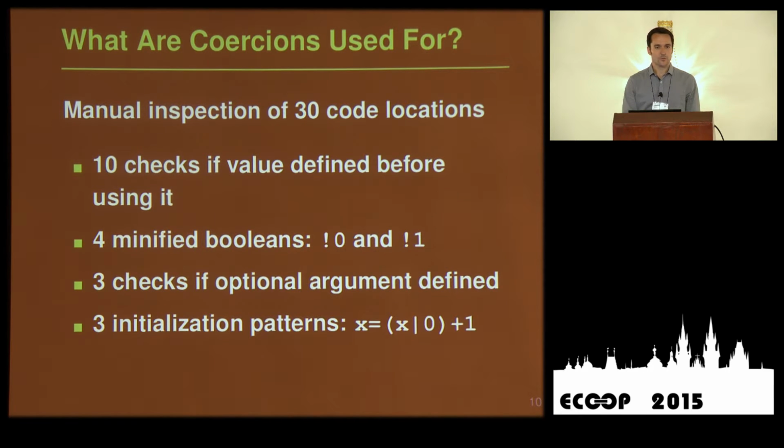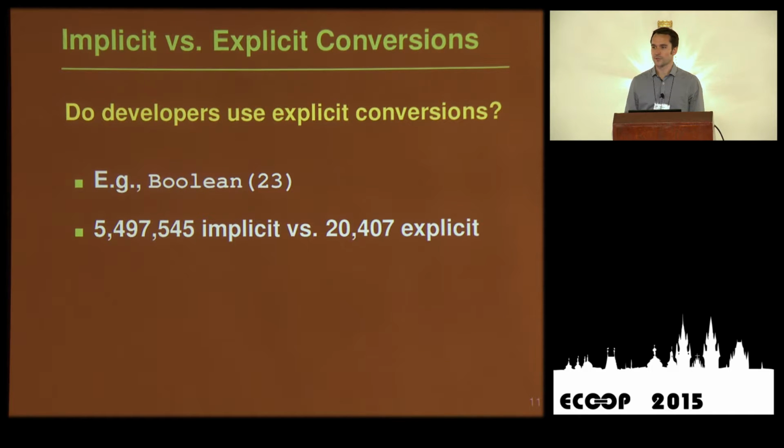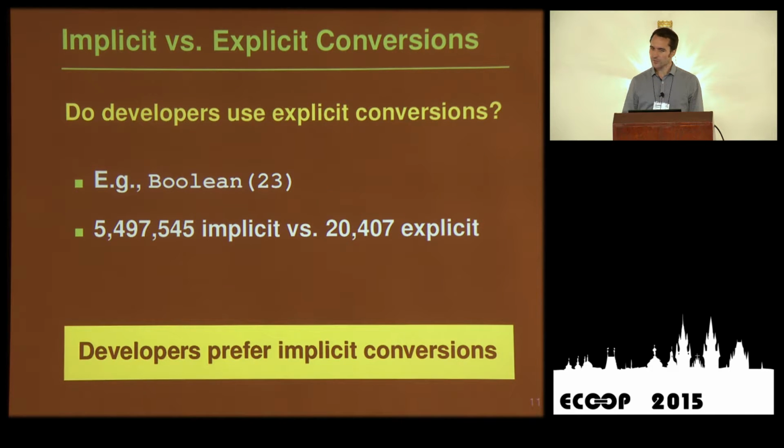So besides implicit conversions or coercions, there are also explicit type conversions in JavaScript, and we were wondering whether developers use those. So for example, instead of implicitly converting a Boolean, as we've seen before, you could also say Boolean of some value, and then you make the type conversion explicit. And well, as you can see from the numbers, we found about 5.5 million implicit conversions, but only 20,000 explicit conversions in all the programs we analyzed. That basically means that explicit conversions are not very popular, and developers seem to prefer the more concise way to write code by using implicit conversions.